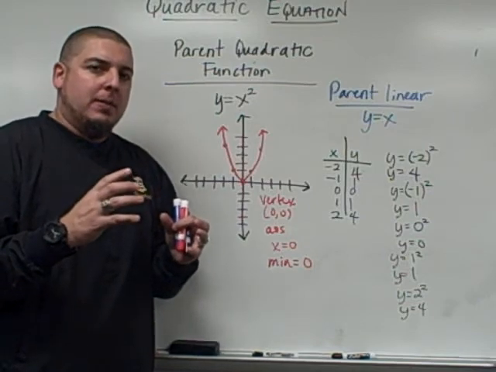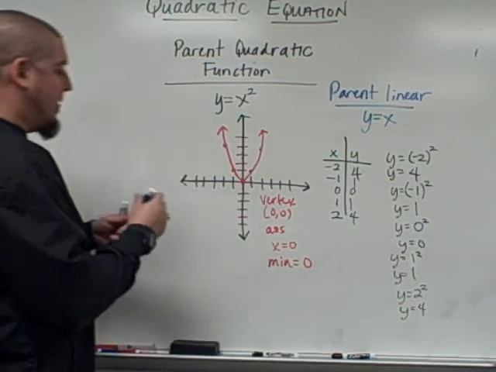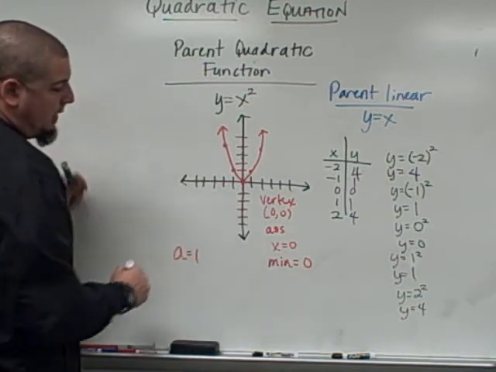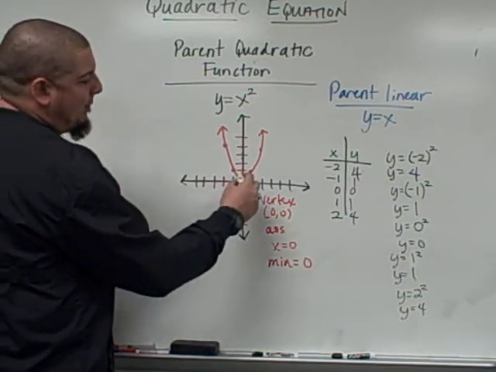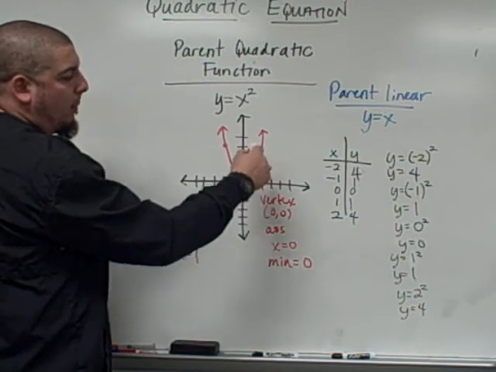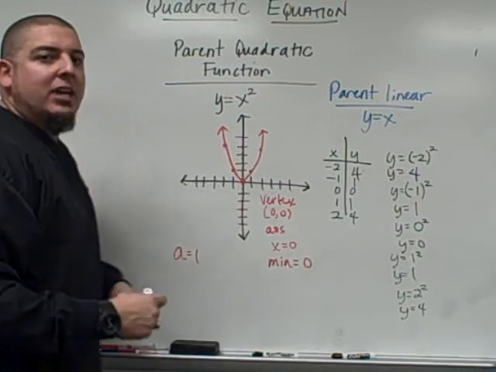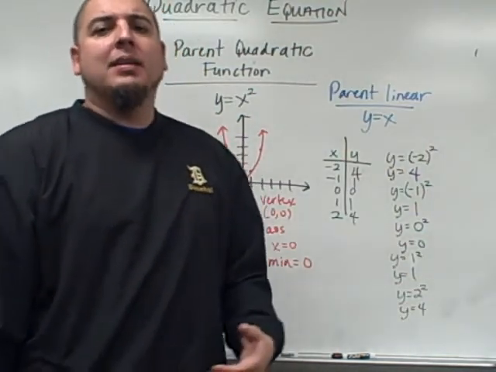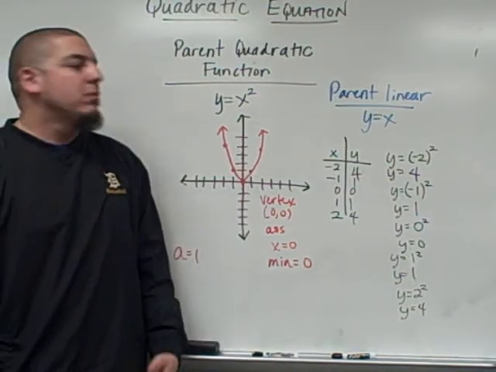If I have a graph that's the same shape as the parent quadratic function, that means a equals 1. My graph is maybe shifted up or down, but I'm still going to go over 1, up 1, over 2, up 4, and I'm still going to get the same shape. That's why it's important. A lot of that deals with Algebra 2, but that's stuff you're going to need to know as you move forward.